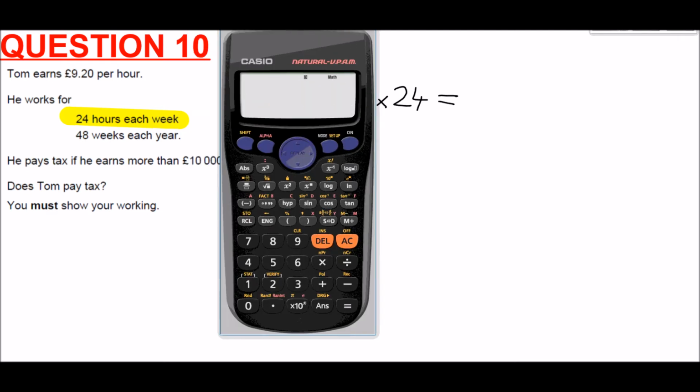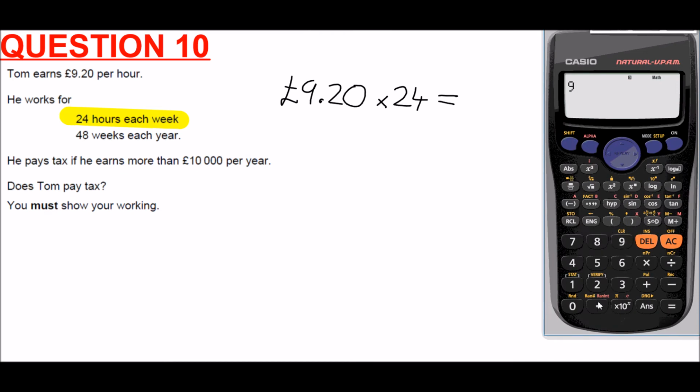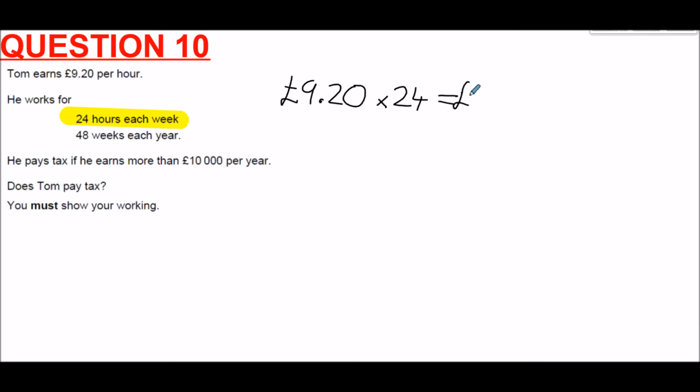So he works, according to this question, 24 hours in each week. He also gets paid £9.20 per hour. So for 1 hour, you get paid £9.20. So for 24 hours in a week, he'd get paid this for 1 hour multiplied by the 24 hours he works. So £9.20 multiplied by 24, let's see what that comes out to be. Per week he gets paid £220.80. So let's just write that in. So each week, that's his take-home pay, £220.